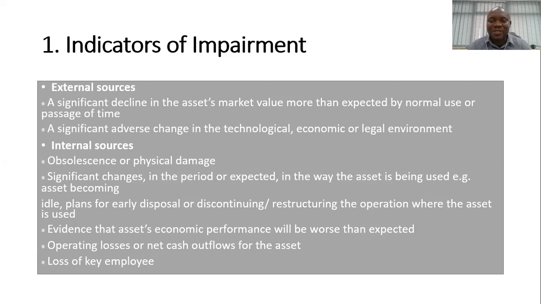Here, obviously, when you talk about impairment, we're looking at the recoverable amount against the carrying amount. So if the carrying amount is higher than the recoverable amount, that gap is what we're going to impair. Secondly, under external sources, it could be a significant adverse change in the technological, economic, or legal environment. That is going to act as a trigger point to impair an asset.